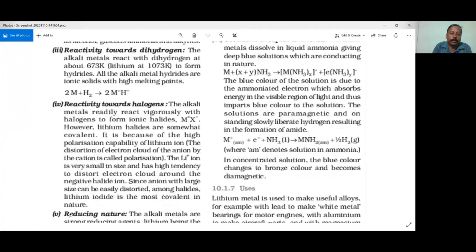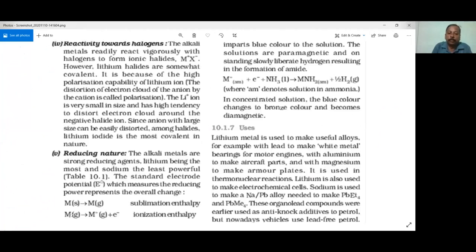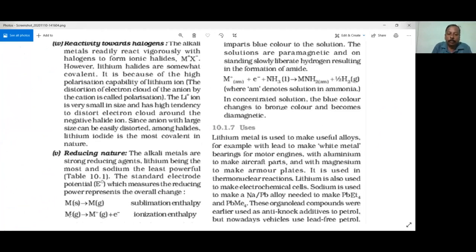Next is reactivity towards halogen. That means the fourth point we are going to start. After the reaction with oxygen, water, and hydrogen, now halogen. Alkali metals readily react with halogen to form ionic halides. Halides are of how many types? Two types: covalent halides and ionic halides. Which type of halide are they going to form? They are going to form ionic halides.